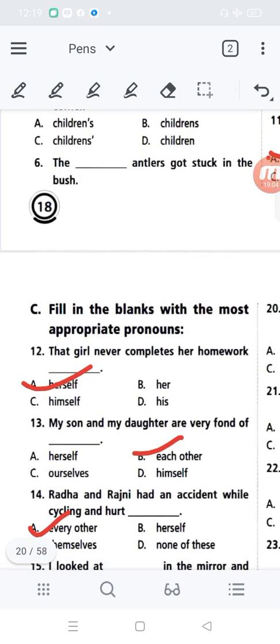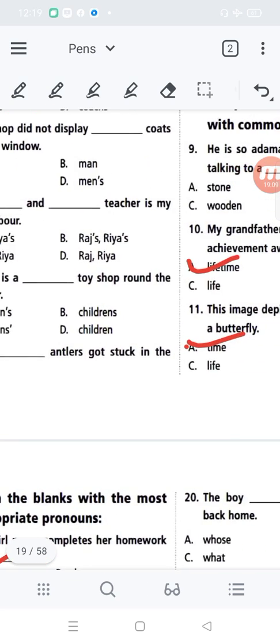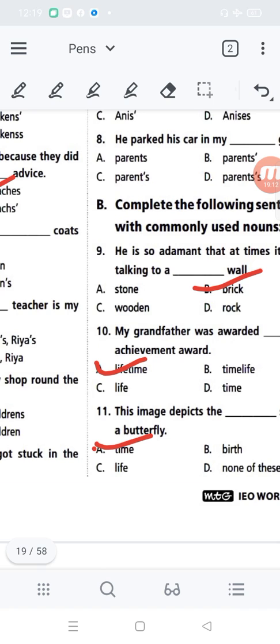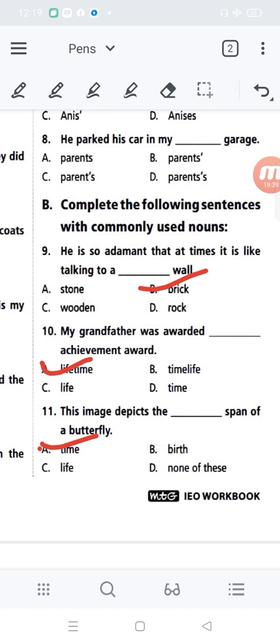See the next one, fill in the blanks with the most appropriate pronouns, which I have discussed now. Here we have the categories, what is commonly used, and you have to check whether it matches a particular form or function or not. Suppose question number 10 that I discussed: my grandfather was awarded the dash achievement award, the lifetime. And this image depicts that the dash of a butterfly, the time span, so definitely time span.